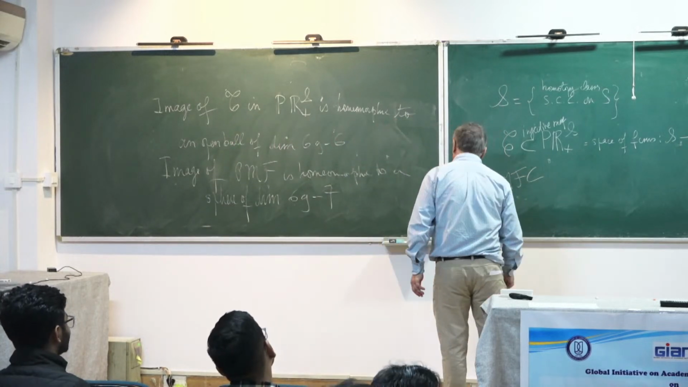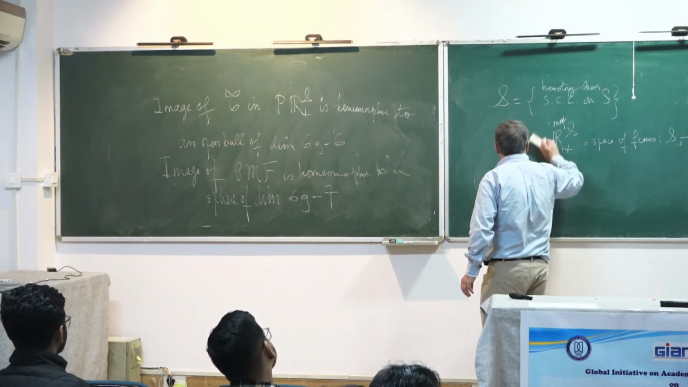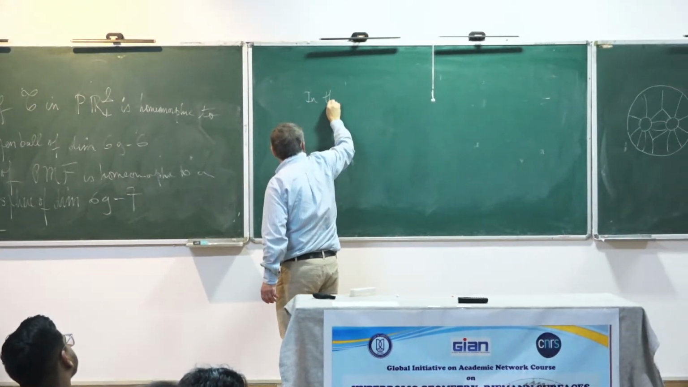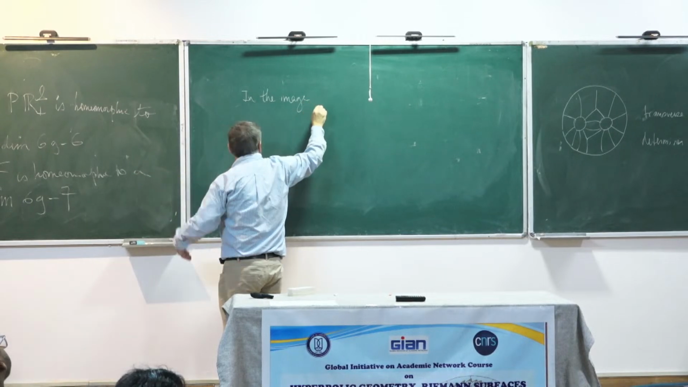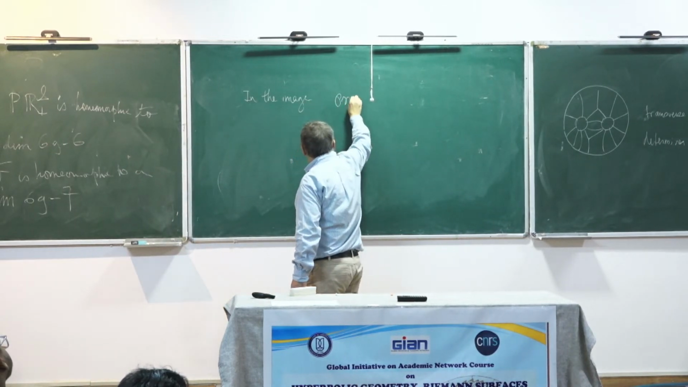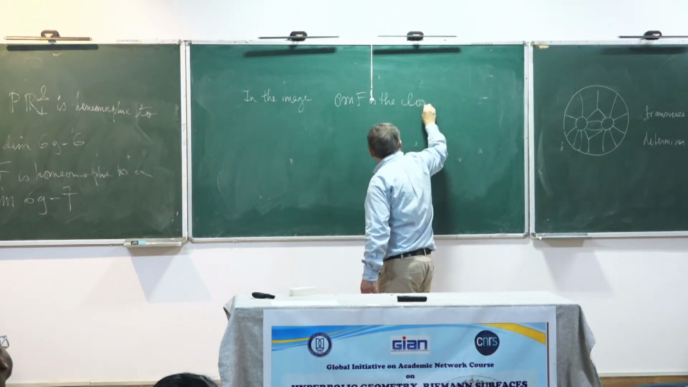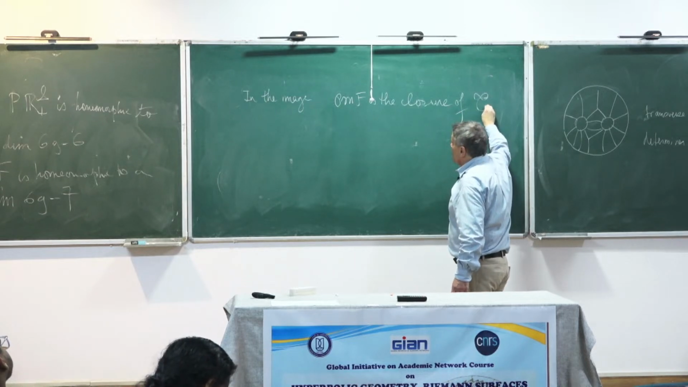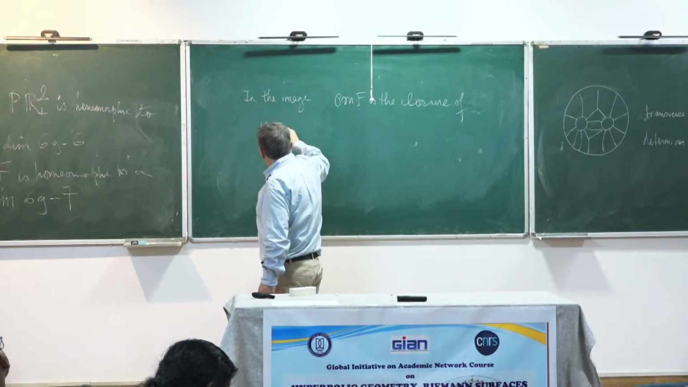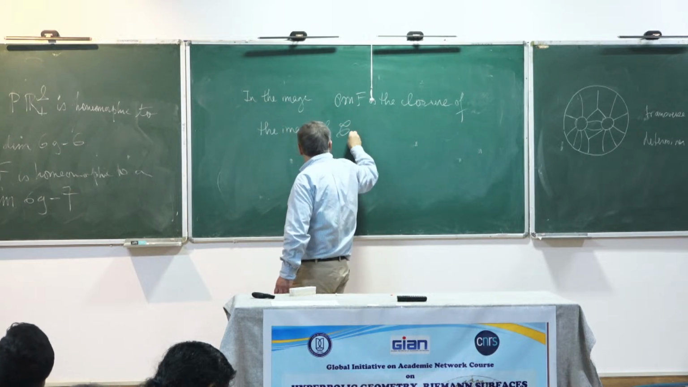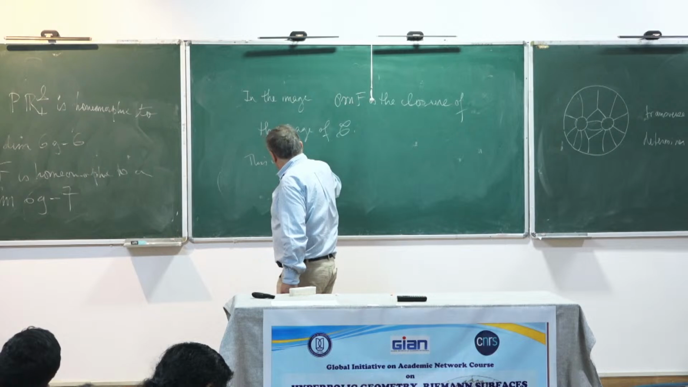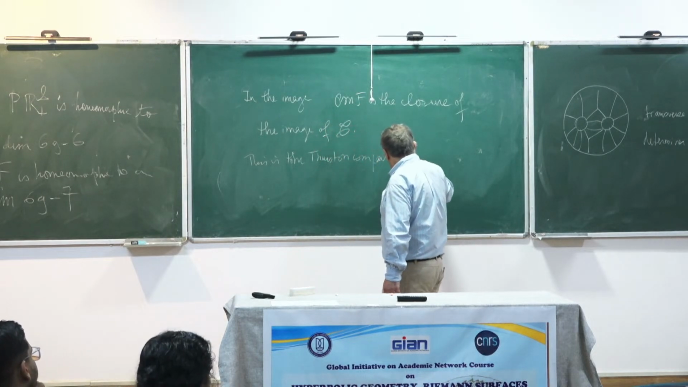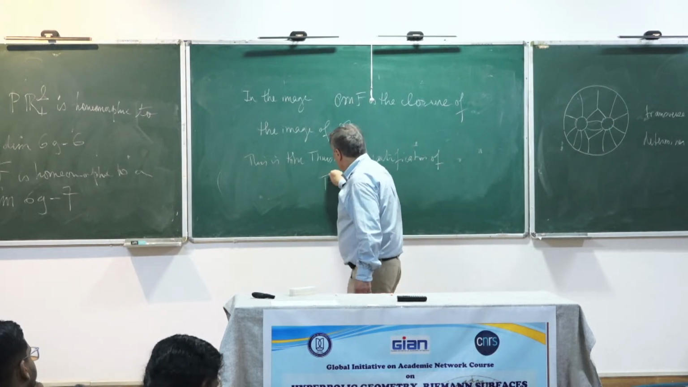Okay. And in this image, PMF is the closure, in the sense of general topology, of the image of T. So this is the Thurston compactification of Teichmüller space.